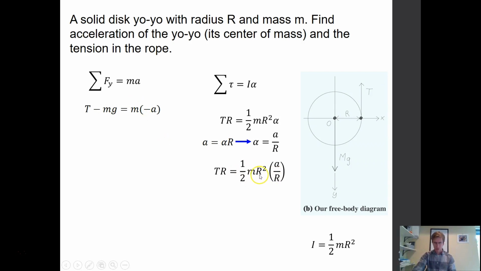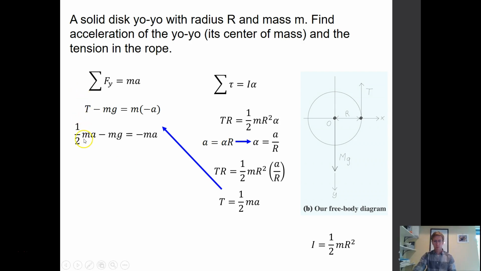There's a bunch of extra r's in here though, right? R squared over R, cancel out, 1r. TR, you can cancel an R on both sides. And look at this: the tension in the string reduces down to simply being exactly equal to 1/2 the mass times acceleration of the yo-yo. That's neat. So now we can pop this in over here, right?